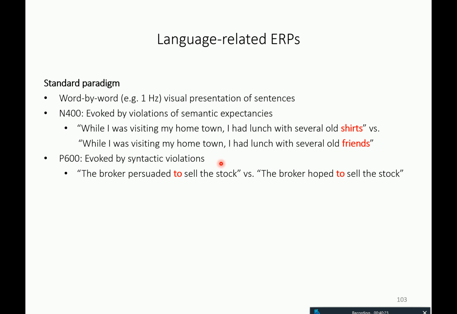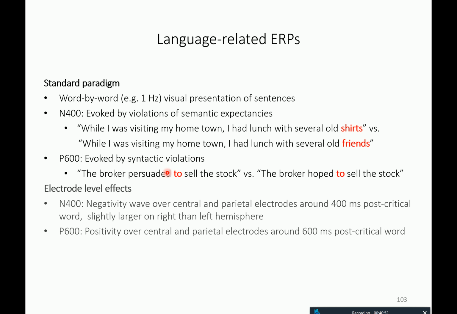Then there's something like the P600, which relates to syntactic violations. Again, in this word-by-word paradigm: the broker persuaded to sell the stock, which is syntactically wrong, as compared to the broker hoped to sell the stock. So if you then compare persuaded, where there's something syntactically wrong, to this, you see a P600 for this. I will show you the P600, it's a little bit iffy. The N400, I think, is more reliable.